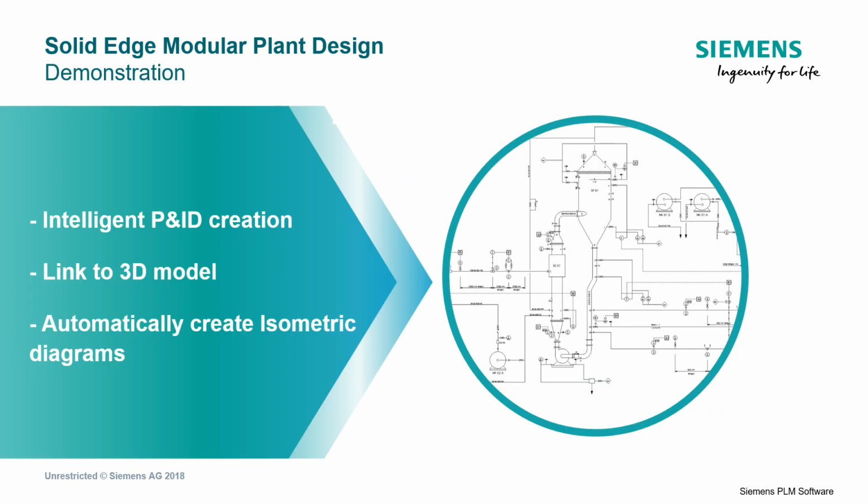Let's now go into our demonstration. And in this demonstration, there are three main things I'll be going over. Number one is how to create intelligent P&IDs. Then how to link these P&IDs to the 3D model. And then also how to automatically create isometric diagrams.